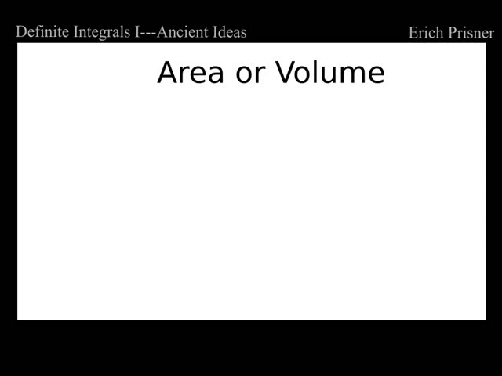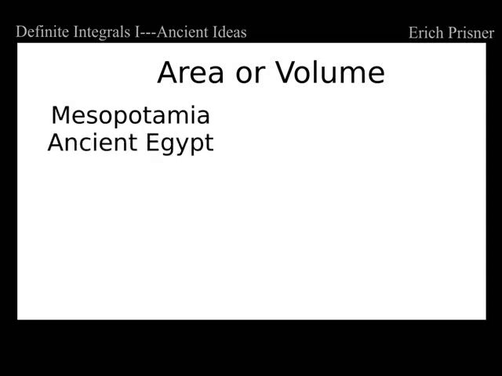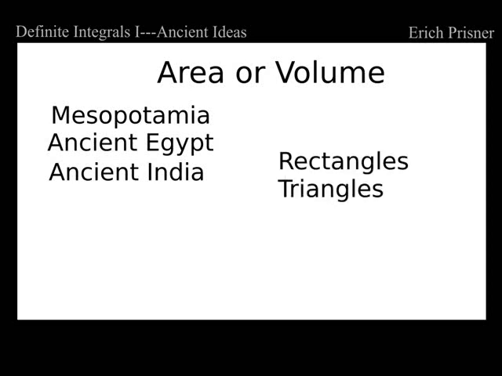Computing area and volume was a very urgent and practical problem in every evolving civilization. Now Mesopotamia, ancient Egypt, ancient India, to name just a few, did have formulas for areas of rectangles and triangles. Some of them also had formulas for volumes of prisms and pyramids. This was essentially the state of the art around 250 BC.